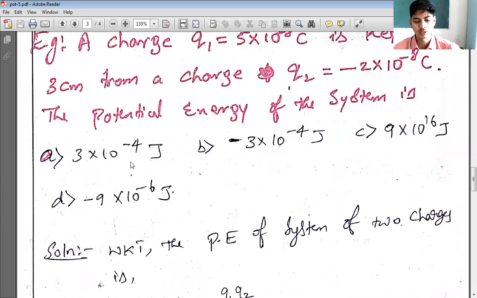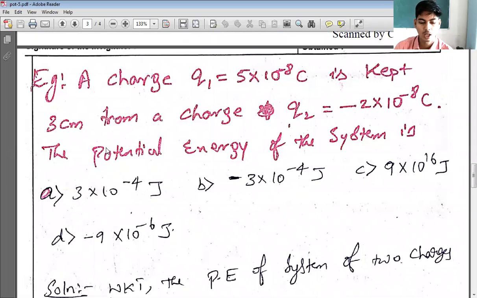Okay, so the options are 3 into 10 power minus 4 joule, minus 3 into 10 power minus 4 joule, 9 into 10 power 16 joule, and minus 9 into 10 power 16 joule. See, I have told you potential energy of a system of charges may be positive, potential energy of a system of charges may be negative, potential energy of a system of charges may even be zero.